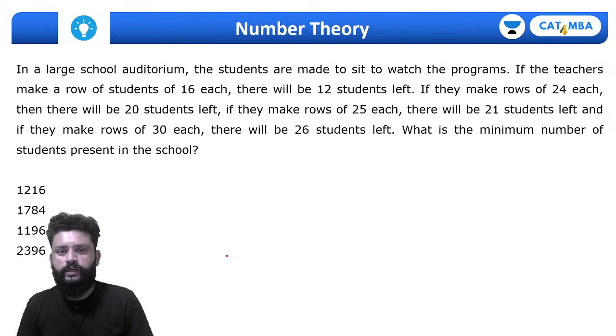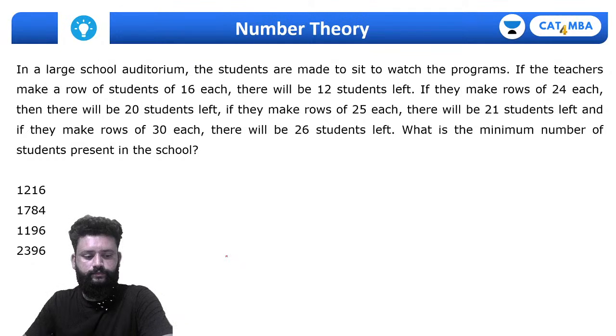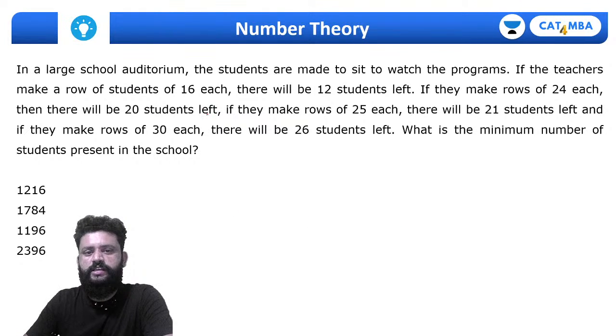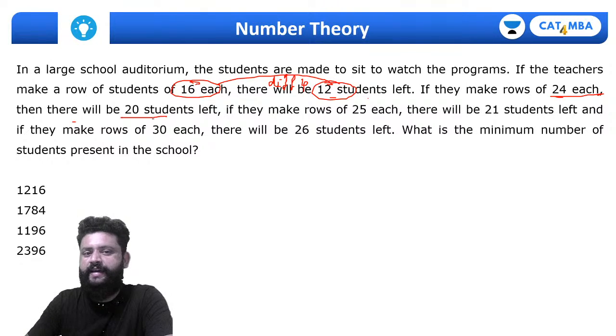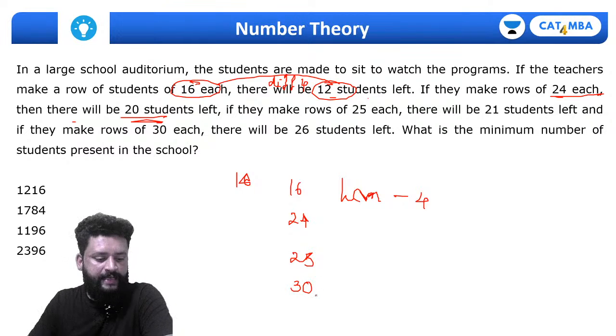In a large school auditorium, the students may sit in rows. What's the logic here? If the teacher makes rows of 16, there will be 12 students left. Means it is divided by 16, remainder is 12. This difference is 4. If it is divided by 24, 20 left, again the difference is 4. So you need to take the LCM of 16, 24, 25 and 30. LCM of these numbers minus 4. That's the answer. That's as simple as that.